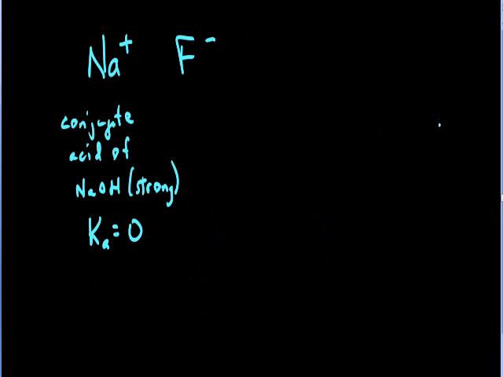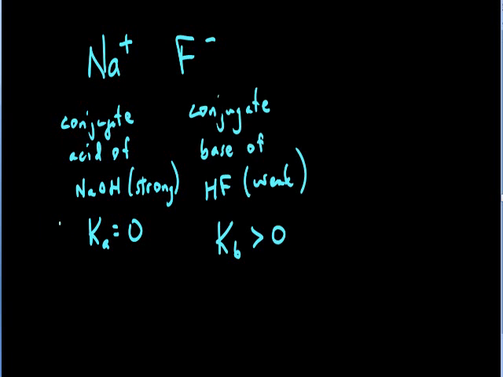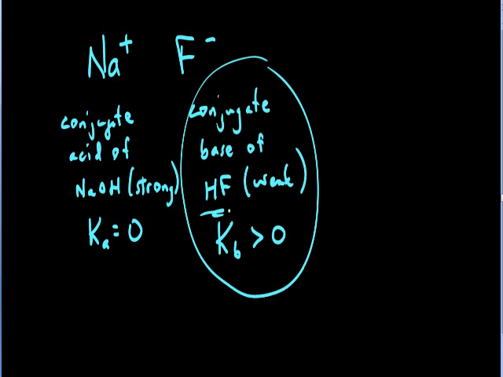The sodium ions are going to be a spectator again because they're the conjugate acid of sodium hydroxide, the strong base. It has a Ka value equal to 0, meaning it cannot function as an acid. The F minus ions, on the other hand, are the conjugate base of the weak acid HF. It has a Kb value greater than 0, indicating the F minus ion can function as a base in solution.